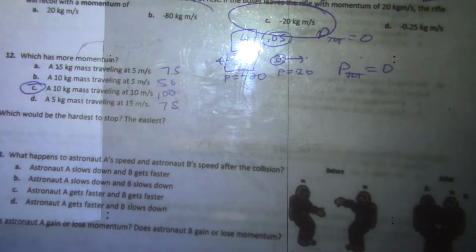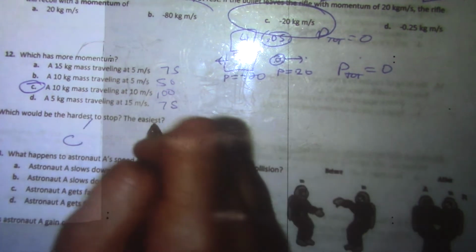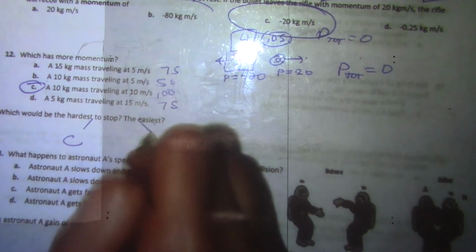The object that would be the hardest to stop. So the one that's the hardest to stop is the one with the more momentum, right? More mass and coming faster is going to be harder for it to stop, so that would be C here. The one that would be easiest to stop is the one with least momentum, which would be B.